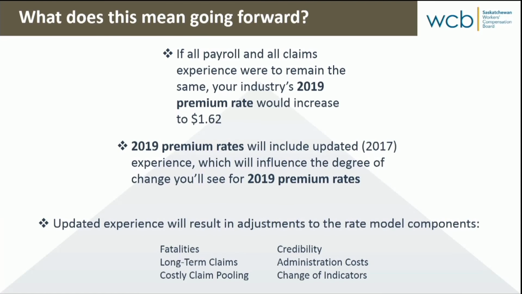If the board's overall experience worsens while industry experience improves, the industry could see an increase because of the pooling applied to costly claims and long-term claims. In addition, the industry's share of the risk will be dependent on the ratio of their own costs to the overall costs. The updated experience will essentially determine the degree of change you'll see for your 2019 premium rates. So it's important to keep in mind that the updated experience will adjust how the rate model components respond, which will ultimately determine the 2019 premium rates.